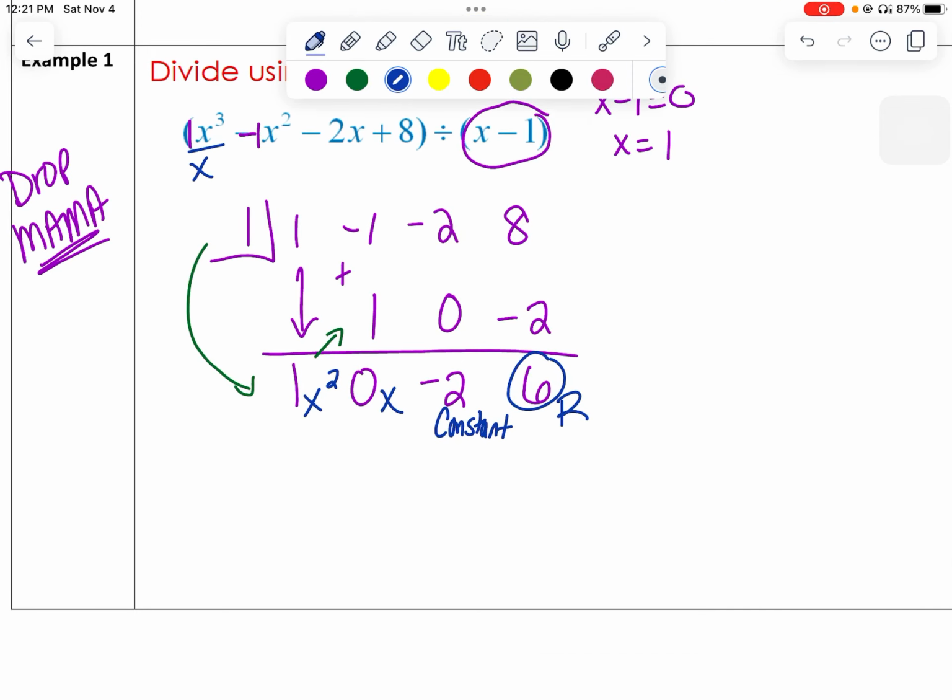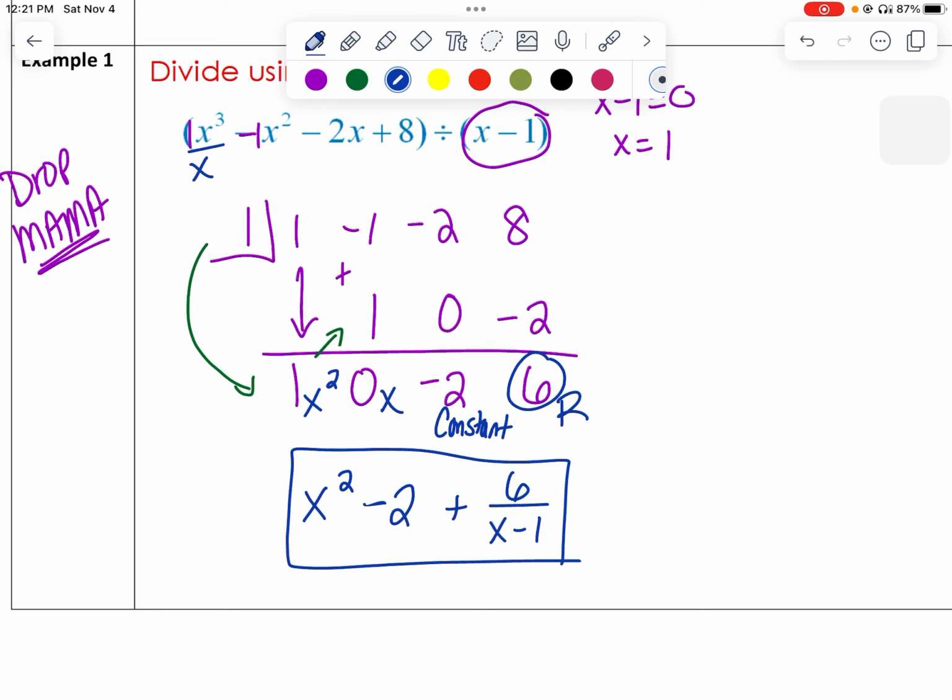And so we could write our final answer as 1x squared plus 0 x's minus 2, and the 6 is my remainder, and that is going to go over what I divided by. Going back to when we had 242 with a remainder of 2 out of 3, you put your remainder over what you divided by. So 6 did not fit anymore, so it's 6 out of x minus 1. This is what we divided by. And then these are the coefficients of our quotient, and it's always 1 degree lower than what we started with.